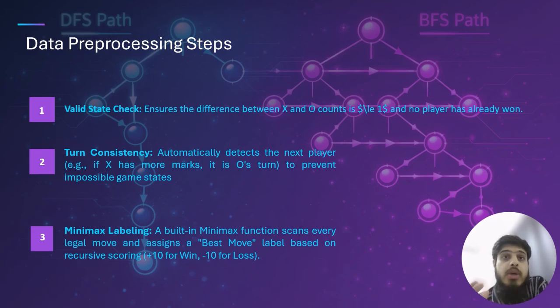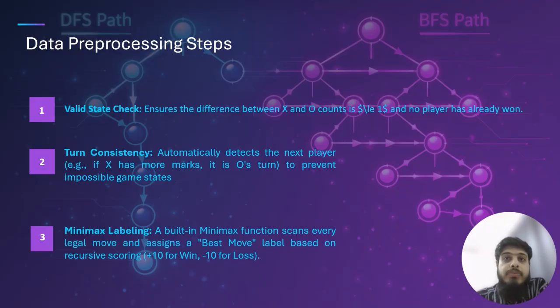Number two is turn consistency. We detect whose turn it is automatically. For example, if X has more marks, it is O's turn, to avoid impossible states. The third one is minimax labeling. A recursive minimax function examines every legal move and assigns a best move label using a simple scoring scheme: plus 10 for a win, minus 10 for a loss. These steps guarantee clean, correct labeled inputs for downstream learning.